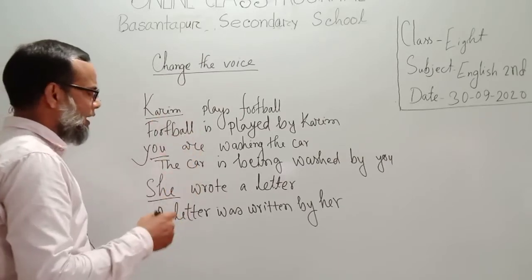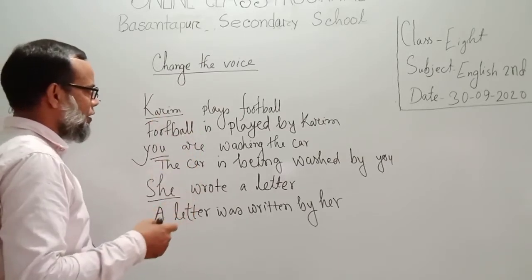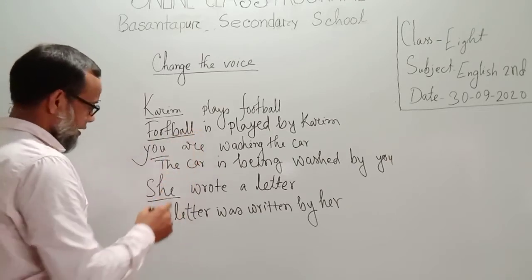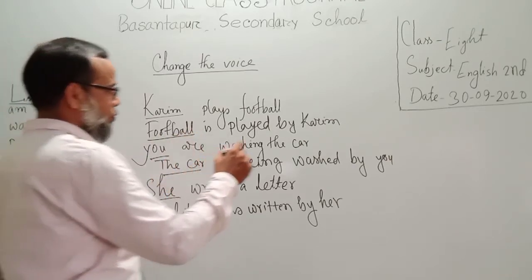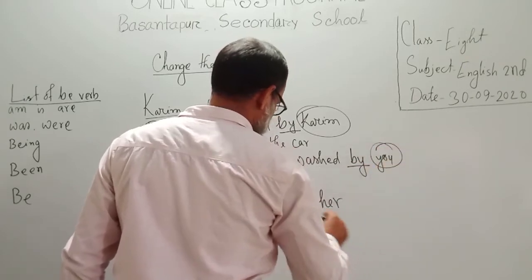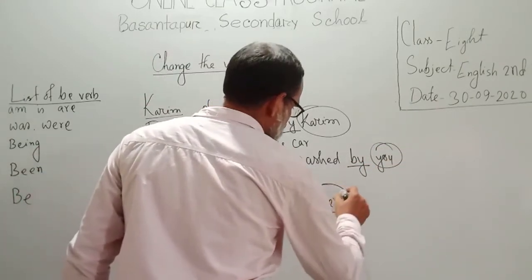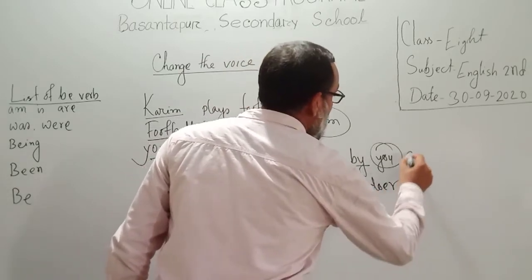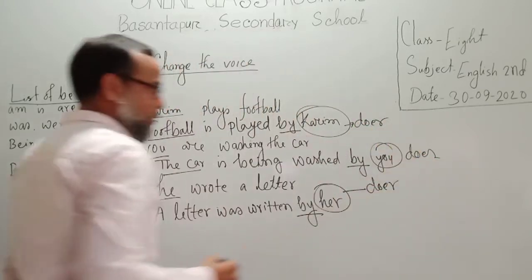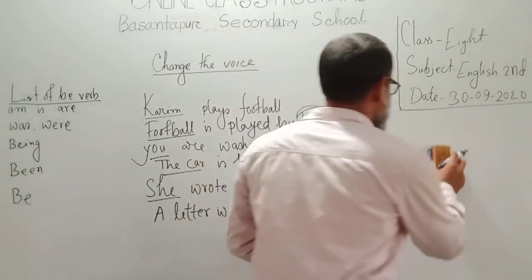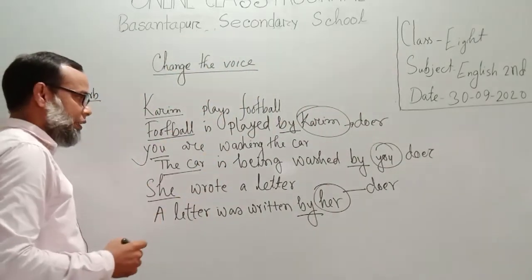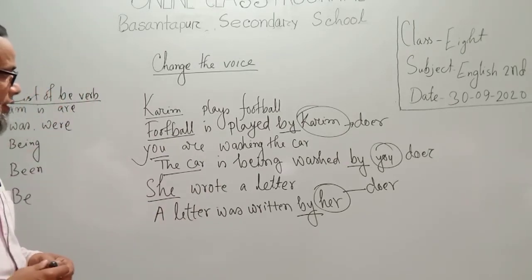The sentences I have written down are passive because the subjects are not doing the activity. The doer comes after the preposition. After by, this is the doer. The doer is said after a preposition and the subject is not doing the activity. So, this is the passive form of a sentence.